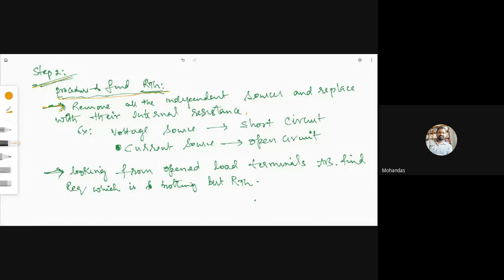Next, their internal resistances means, for example, if there is a voltage source, the voltage source should be replaced by a short circuit because the internal resistance is 0. For a voltage source, R internal equal to 0. So resistance 0 means it will act as a short circuit. If there is a current source, the internal resistance is infinity. So infinity means it is replaced by an open circuit.